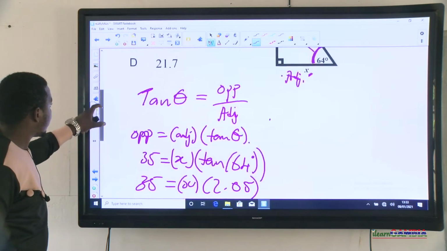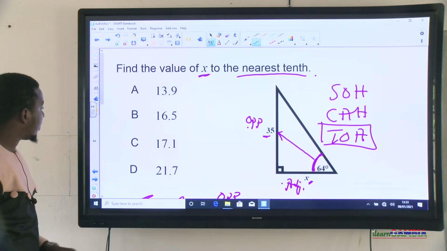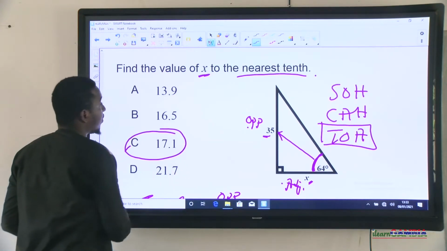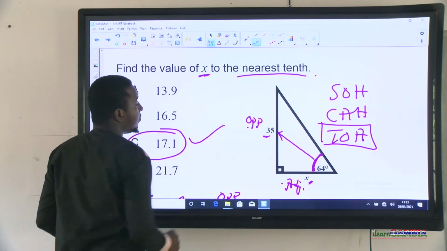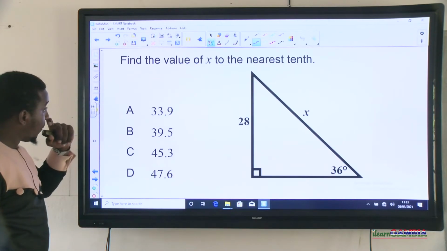So let's look at the options. If we have any option that has the answer 17.1, yes. Option C is 17.1. Therefore, our correct answer there is option C. You move on to another question.